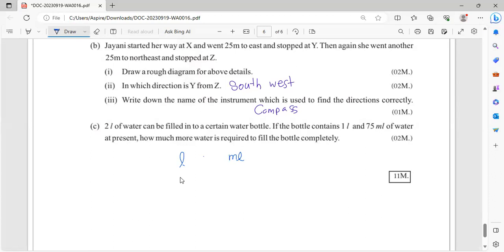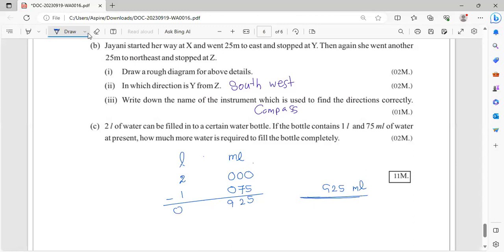We need to subtract 1 liter and 75 milliliters from 2 liters. Very good. Then it is better to separate liters and milliliters, and in the liters column we write 2 liters, and in the milliliter column we write zeros. Then subtract 1 liter and 75 milliliters. When you write 75, you have to write each digit in the correct place. It is 925 milliliters required to completely fill this water bottle.